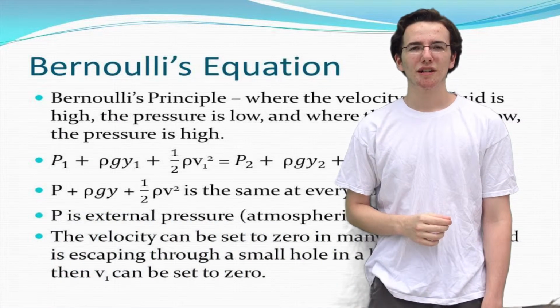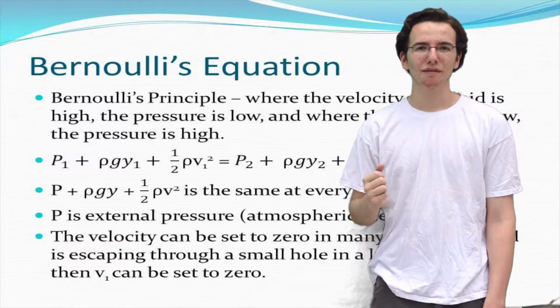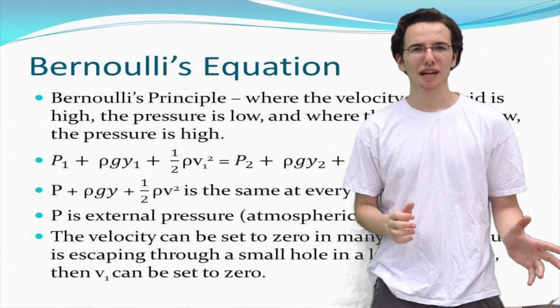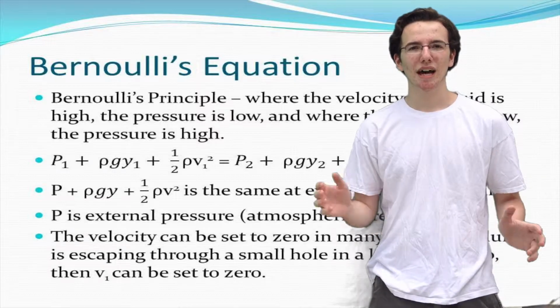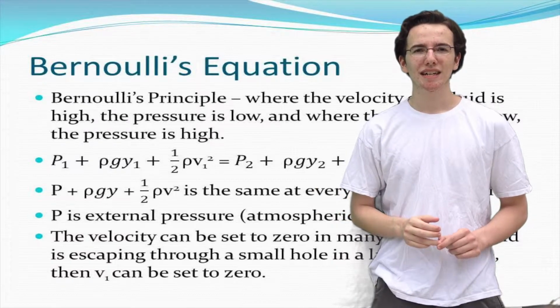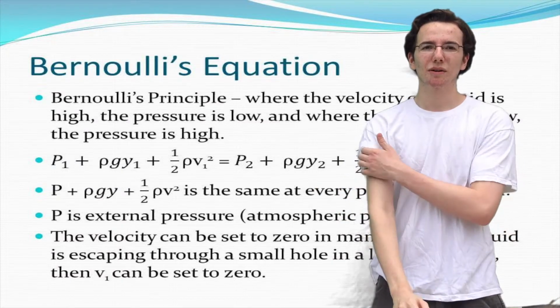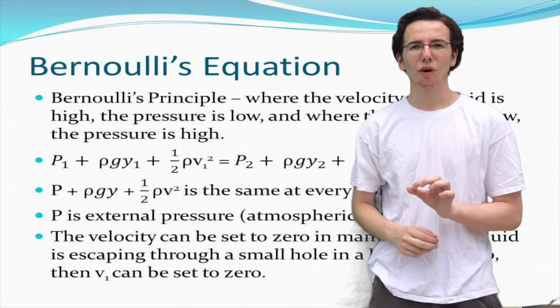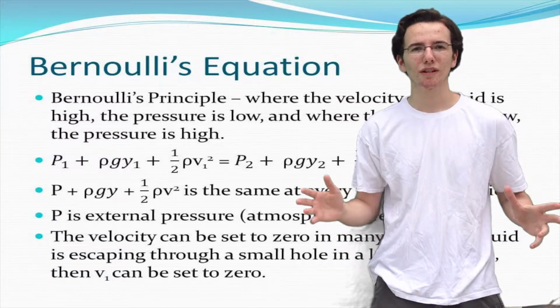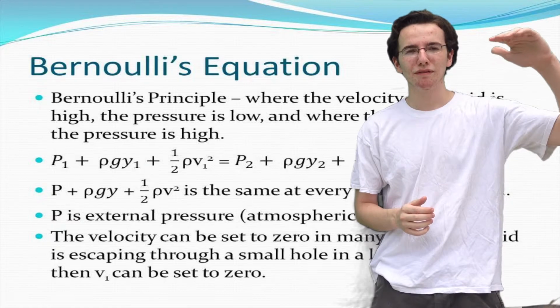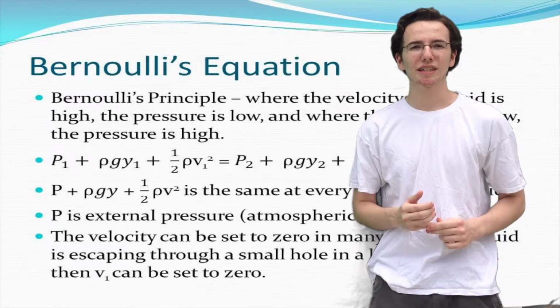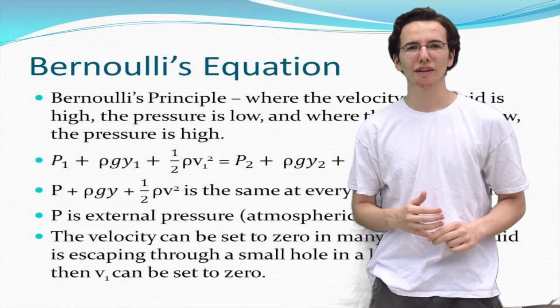P is the external pressure, so atmospheric pressure and anything above. A lot of times you can cancel those out if there's atmospheric pressure on both sides of a system. The velocity can be set to 0 in many cases, so if the fluid is escaping through a small hole in like a large dam or a large cup, then the velocity at the top of the fluid can technically be considered 0, so you can just cancel out the 1/2 rho v squared.